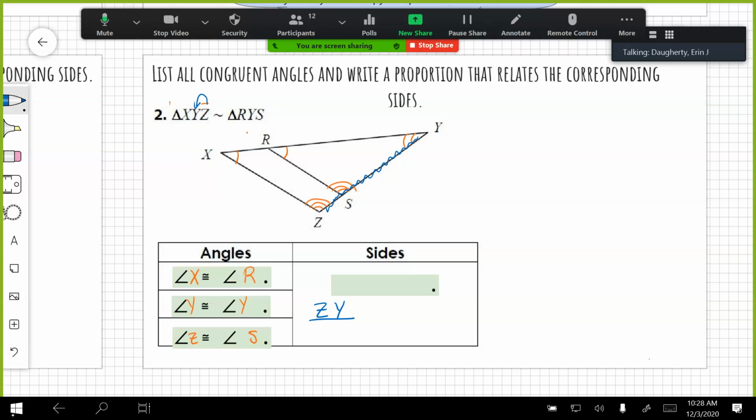So we have the last letter to the middle letter. So what's the last letter to the middle letter on the other triangle? Teddy, if you're talking, you're muted. SY. Okay, so then we're going to end up with SY as our denominator.